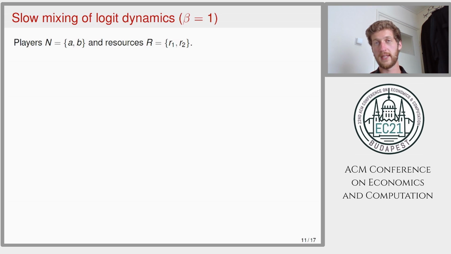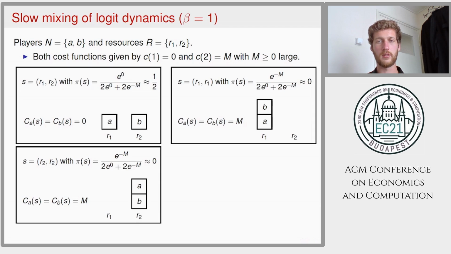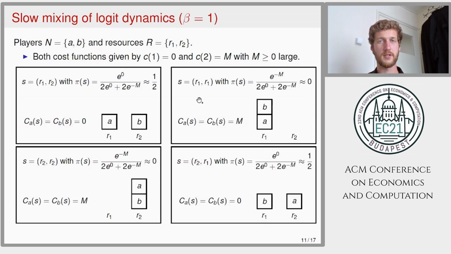And unfortunately, it turns out that the answer is no in the setting of load balancing games, which can be illustrated by a very simple example, having 2 players and 2 resources. Furthermore, these 2 resources have a cost function with the property that if one player uses it, the cost is 0, but if 2 players use it, the cost is m, where you should think of m as a large number. In this case, there are 4 strategy profiles possible. There are 2 profiles where the players spread out over the 2 resources, which get a probability of approximately a half each in the Gibbs distribution, and the other profiles have a probability of approximately 0 in the Gibbs distribution.